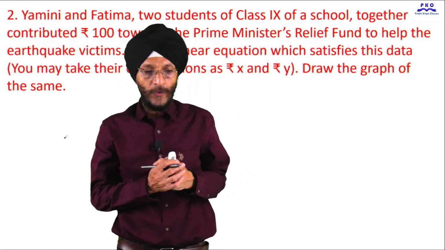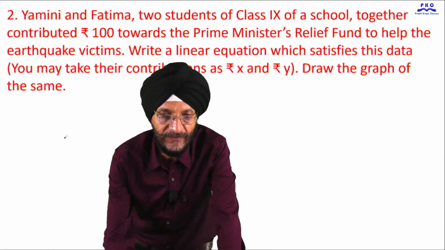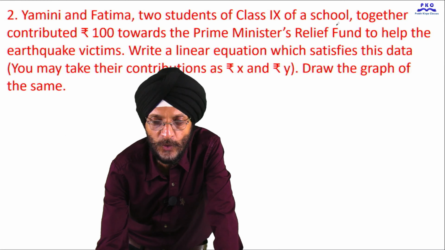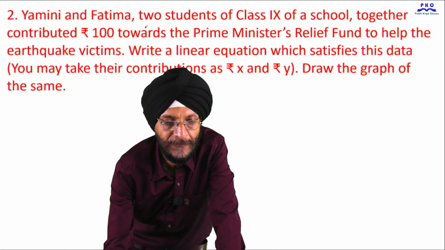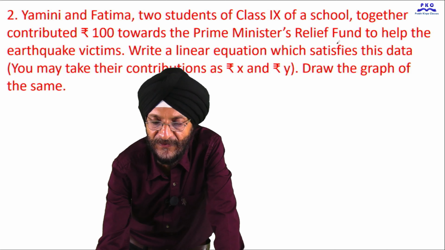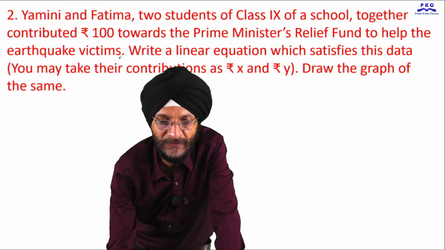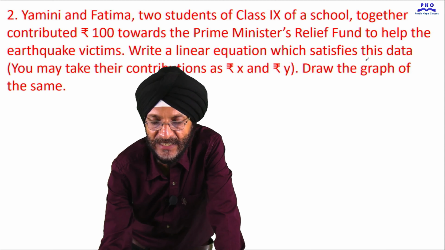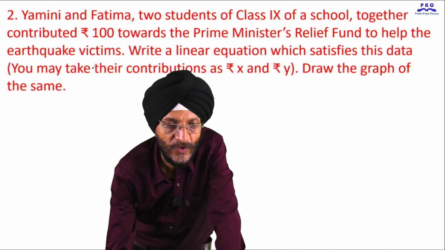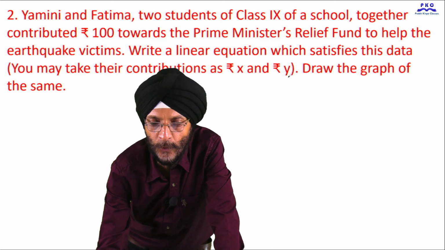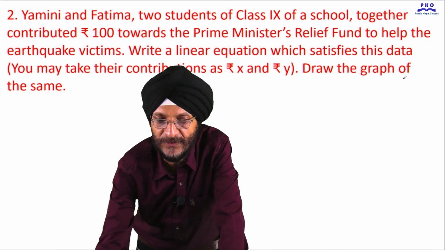Now the question before us is: Yamini and Fatima, two students of class 9 of a school, together contributed rupees 100 towards the Prime Minister's Relief Fund to help the earthquake victims. Write a linear equation which satisfies this data. You may take their contributions as rupees X and rupees Y. Draw the graph of the same.